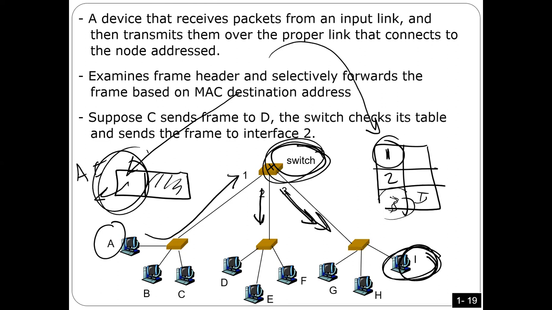Is that okay? So number one, I have to receive the whole frame or packet, whatever you want to call it. Number two, I have to do some processing. I have to see where the destination is. I have to check my table to see where computer I is. Should I send here or here or wherever? And then I have to go this way. Is that okay, guys? Yes.